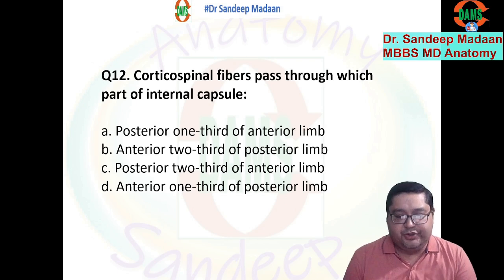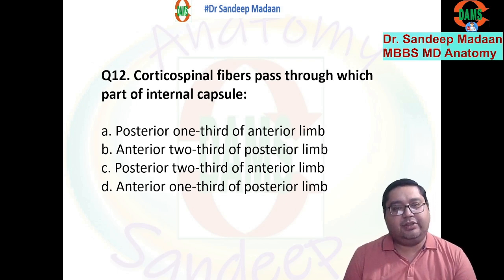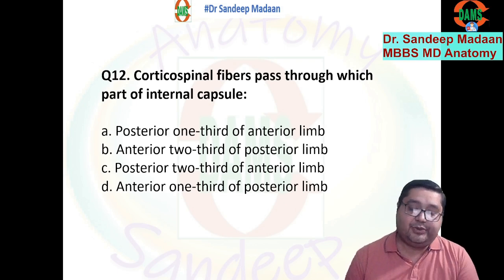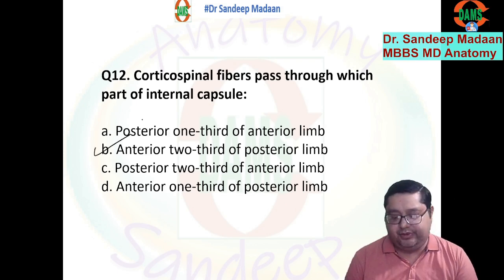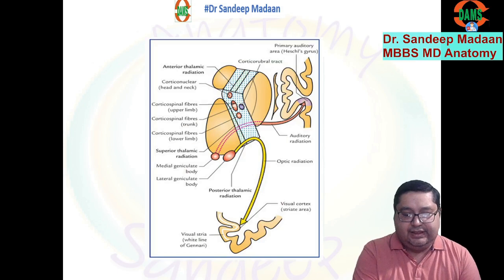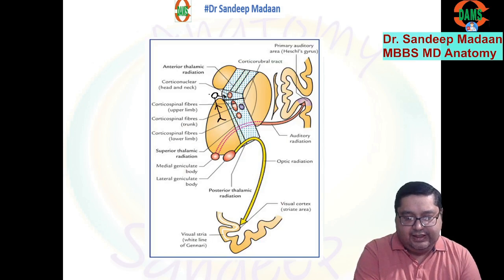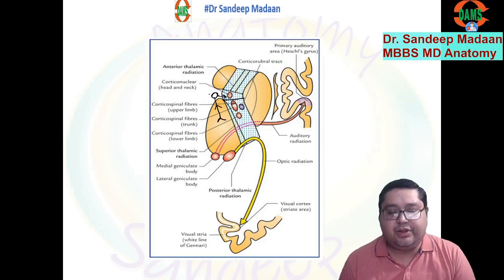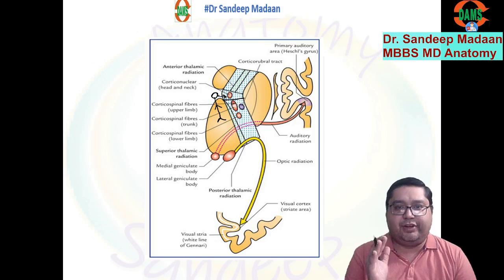Next question: corticospinal fibers pass through which part of the internal capsule? Now they pass through the posterior limb, but which part of the posterior limb? The anterior two-thirds. Let me show you the diagram. We can see the genu and we can visualize here, suppose someone is present over here, his head and neck will be represented in the genu. So the genu contains head and neck fibers, meaning corticonuclear fibers.